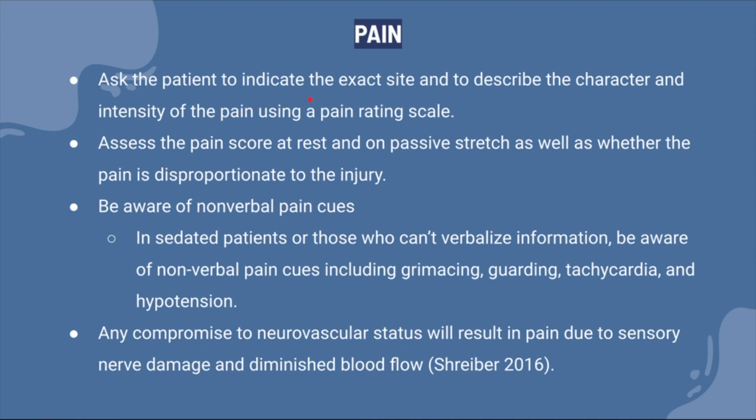Ask the patient to indicate the exact site and to describe the character and intensity of the pain using a pain rating scale. Assess the pain score at rest and on passive stretch, as well as whether the pain is disproportionate to the injury. Be aware of nonverbal pain cues, and in sedated patients or those who can't verbalize information, be aware of nonverbal cues such as grimacing, guarding, tachycardia, and hypotension. Any compromise to neurovascular status will result in pain due to sensory nerve damage and diminished blood flow.